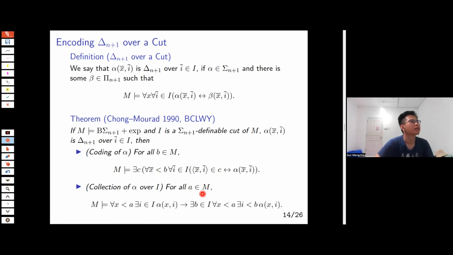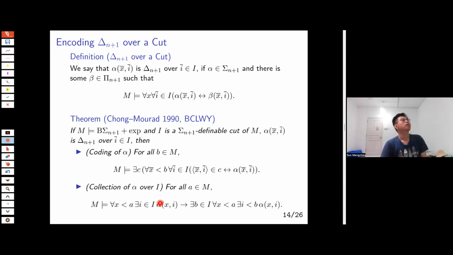And the next one is called the collection of alpha over I. It's proven by Bellinger, Chong, Li, Wang, Yang recently. It's some kind of collection, but relativized to the cut. So it says that if for any x less than a, we can find an i such that i is in the cut and alpha x i is true, then we can have an upper bound for this i, and this upper bound is also in the cut. With another collection, but relativized to the cut. So to prove this, we take the code of this alpha using the Chomura coding lemma, and we replace the alpha by this code here, and then we do overspill.